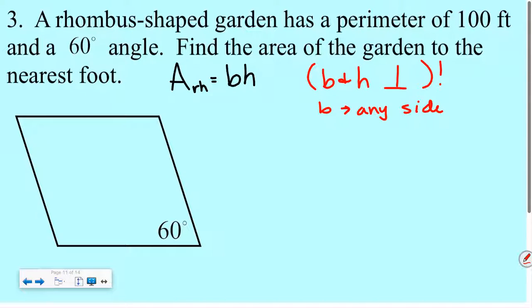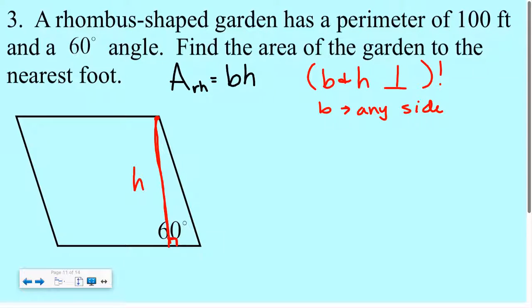The height has to be perpendicular to that, so we're going to draw in the height. Starting from your top right corner, draw in a perpendicular segment down to the bottom. This is the height of the rhombus. And it makes a right angle with the bottom of it, which would be the base then. That whole bottom segment is the base. So if we knew what the bottom was, and if we knew what h was, we would just multiply them together. That's going to give us the area, the amount of space on the inside.